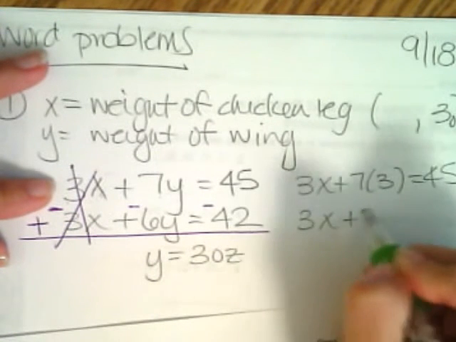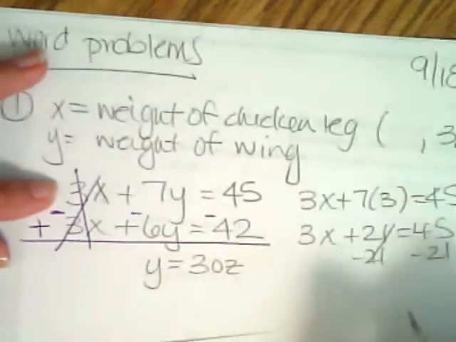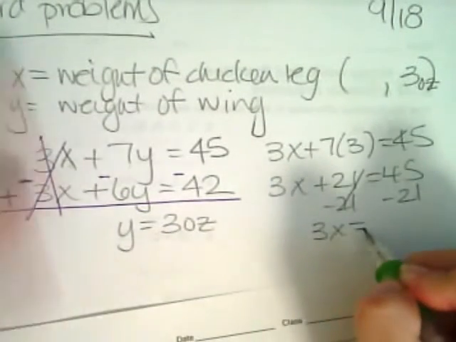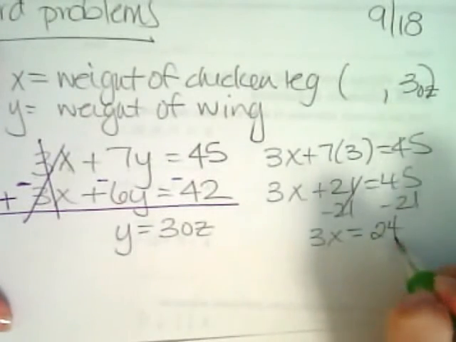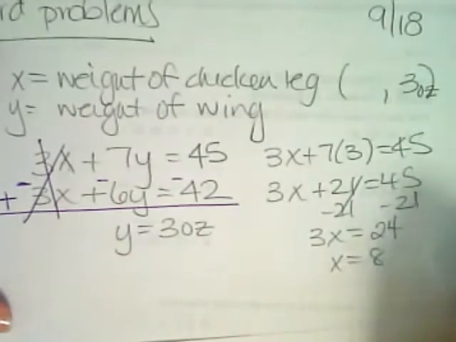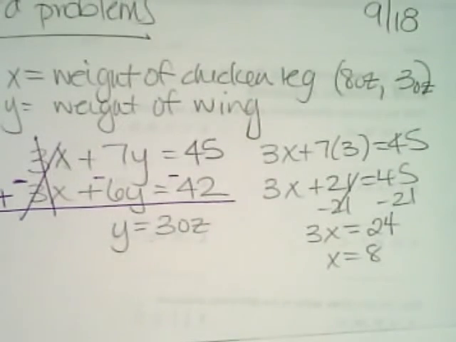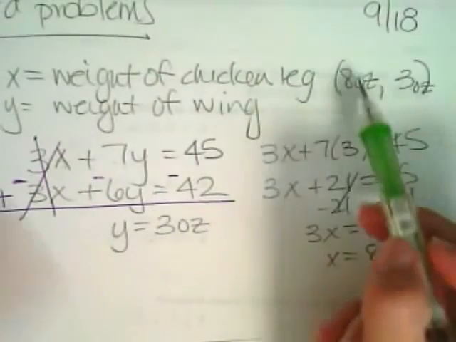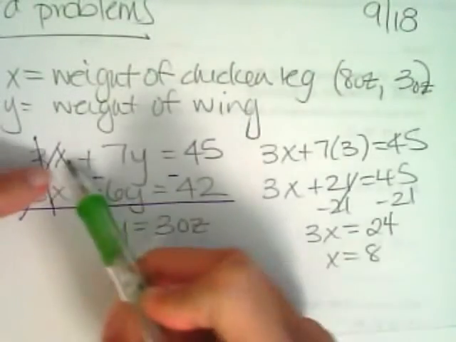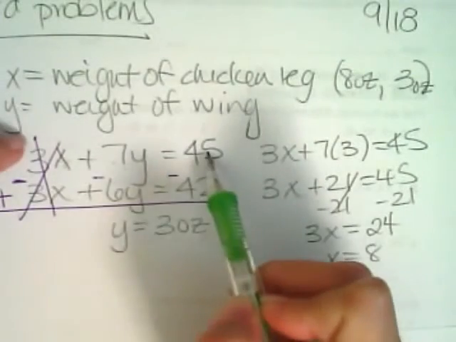So 3x plus 21 is equal to 45. Get rid of 21. So 3x is equal to 24. So x is equal to 8. And what is 8? 8 ounces. And you can plug this back in and make sure that you did it correctly. Plug 8 in for x, 3 in for y, solve this, and it should make the first statement true.